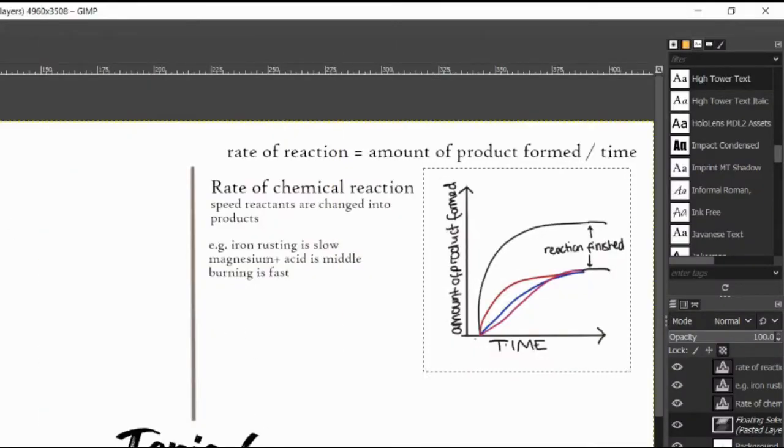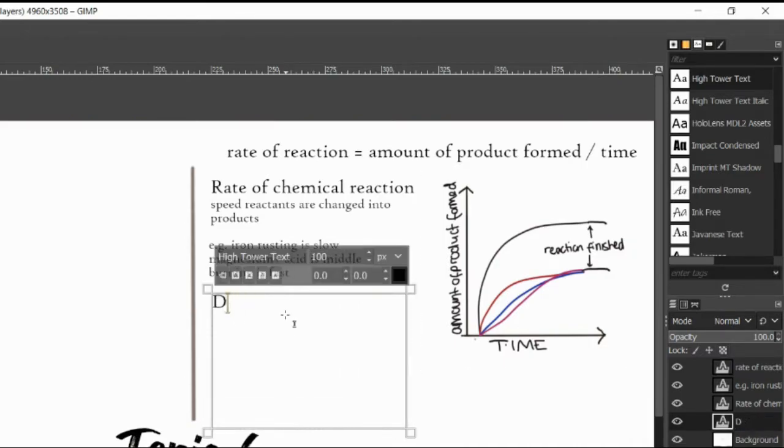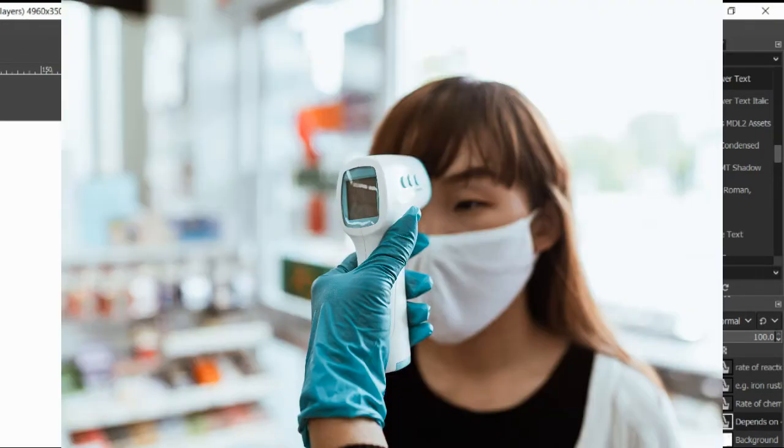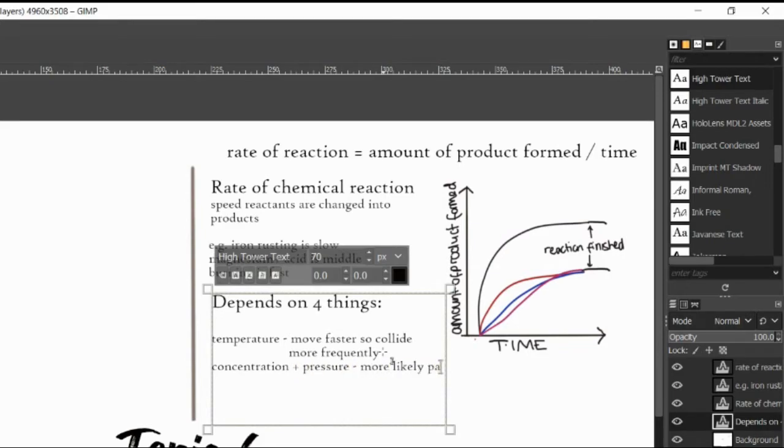Before a reaction starts to happen, the activation energy must be reached for the particles to collide with enough energy to react. The rate of reaction then depends on 4 things. Temperature means the particles move faster so they collide more frequently.